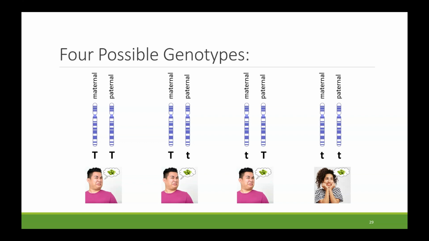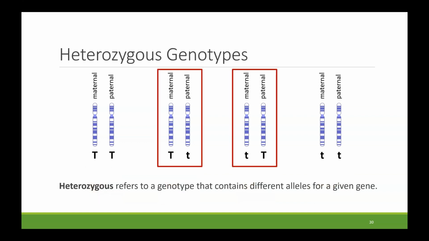Now, there are some terms that we use to describe these different genotypes. The 2 genotypes in the middle, the ones that have a combination of one dominant and one recessive allele, are described as heterozygous. Heterozygous refers to a genotype that contains different alleles for a given gene. The prefix hetero means different or opposite. So that's what it means in this context too: 2 chromosomes with different alleles.